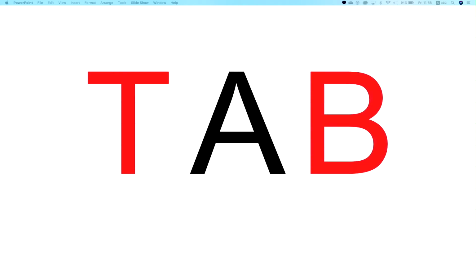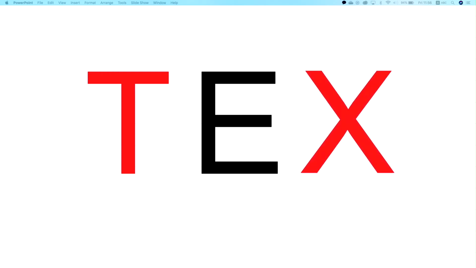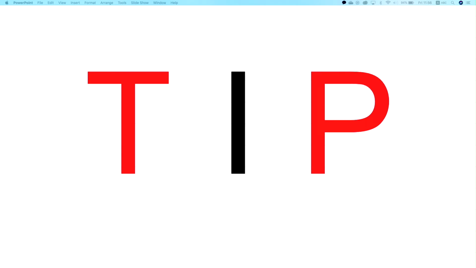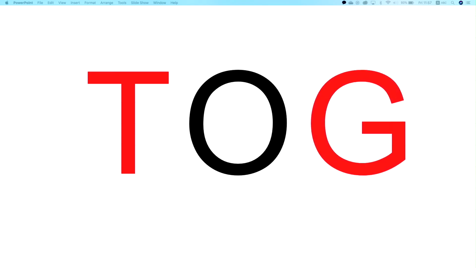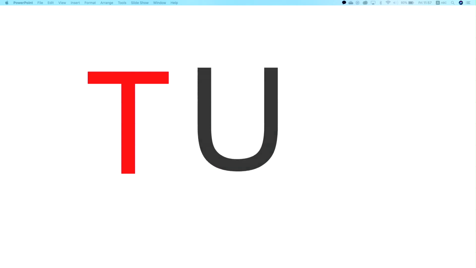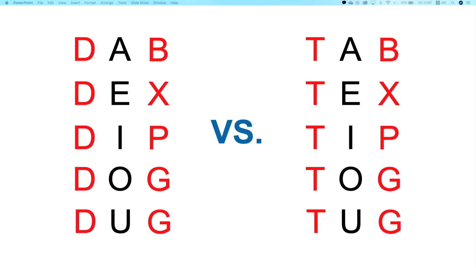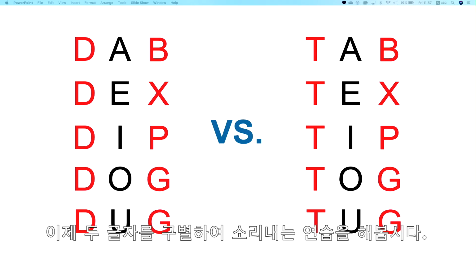T, E, B, tab. T, E, X, tax. T, E, P, tip. T, A, G, tog. Now compare their sounds together.